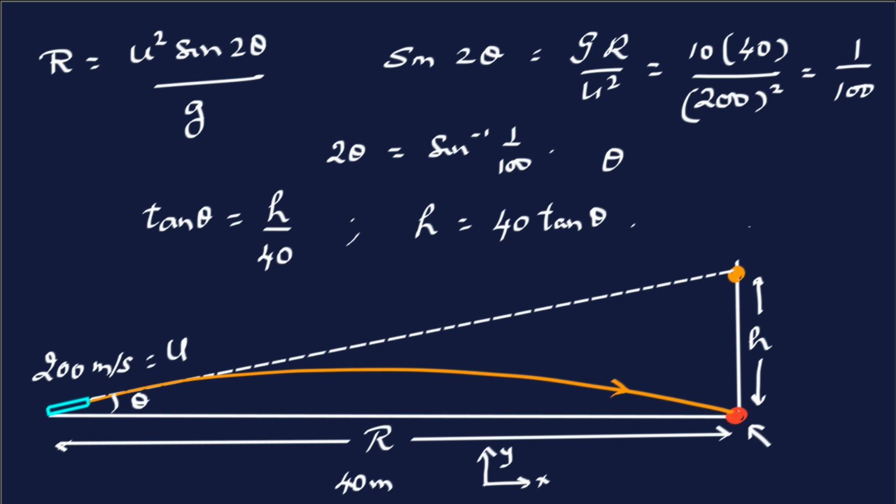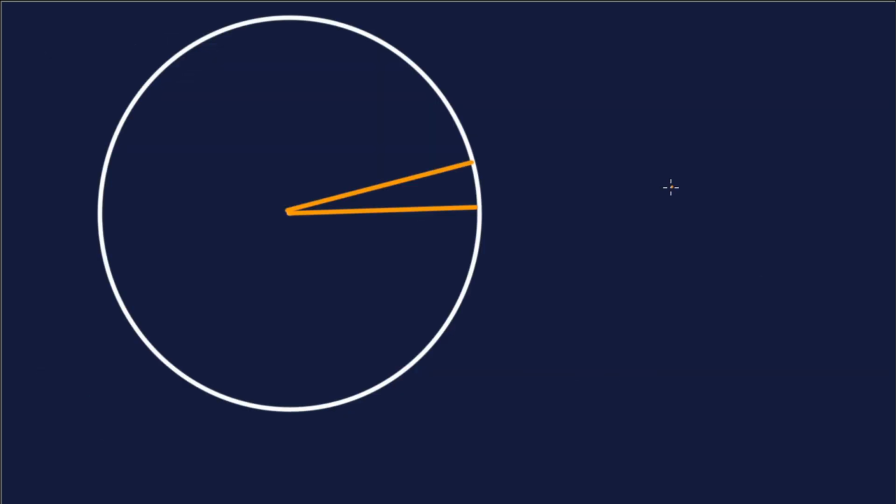But before we move on, I want to show you something very interesting. Notice that sin 2 theta is very, very small. So for small angles, there is an excellent approximation that we use again and again in physics that you should learn. Consider a circle of radius r.